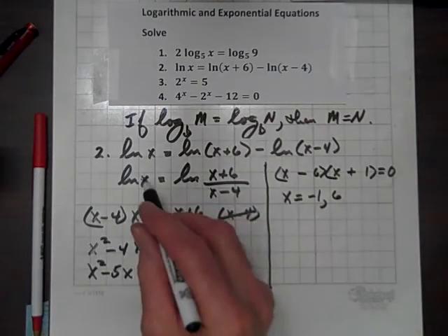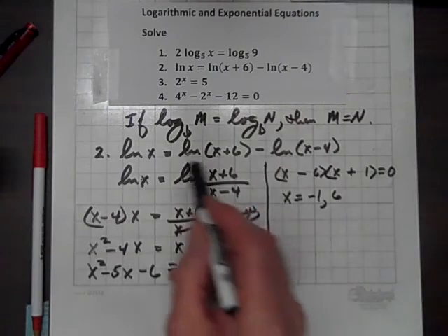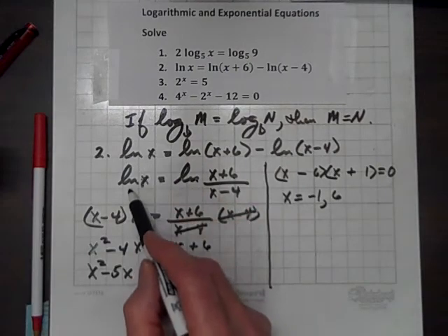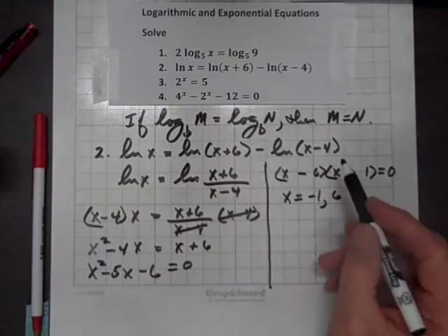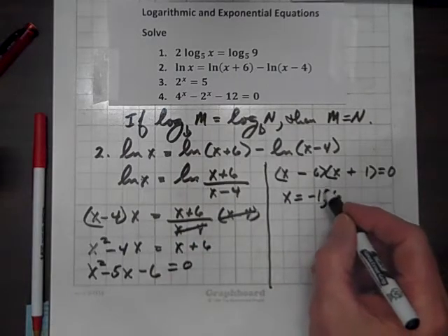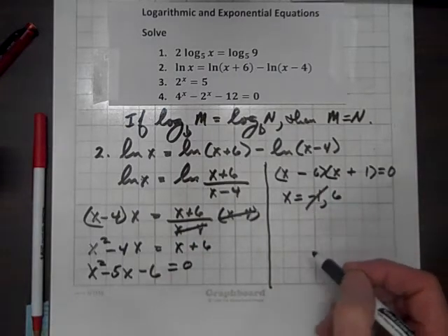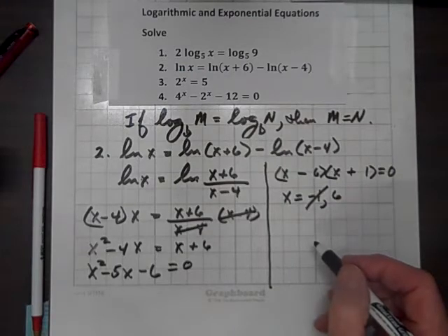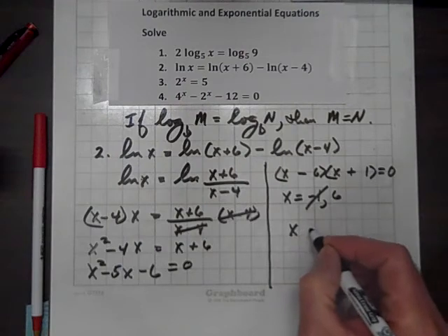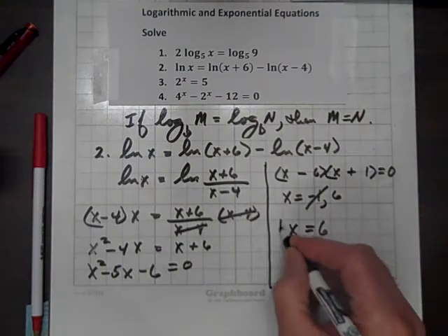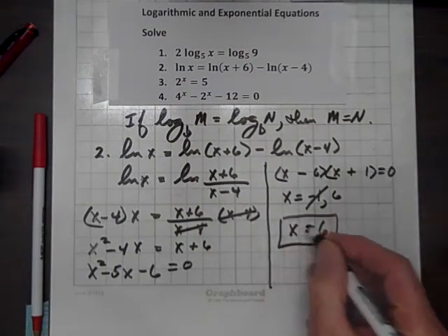But notice, if we allow x to be negative 1, we would be taking the natural log of a negative number. No can do. The domain of the logarithm function is x such that x is greater than 0. So the solution is x equals 6, and we are done.